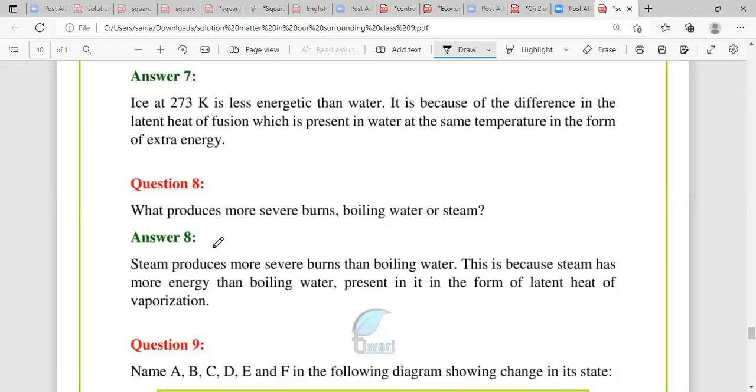What produces more severe burns, boiling water or steam? Of course, steam produces more severe burns. Why? Because steam has more energy. So of course, steam will be more energetic and that will cause more damage, right? So steam produces more severe burns than boiling water. This is because steam has more energy than the boiling water, present in it in the form of latent heat of vaporization. Clear?